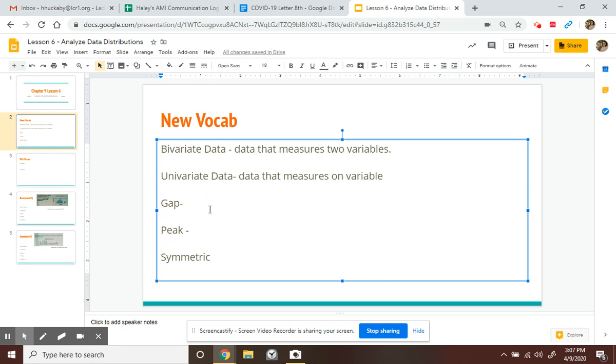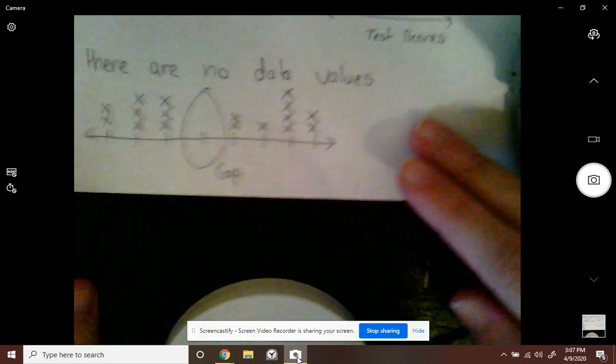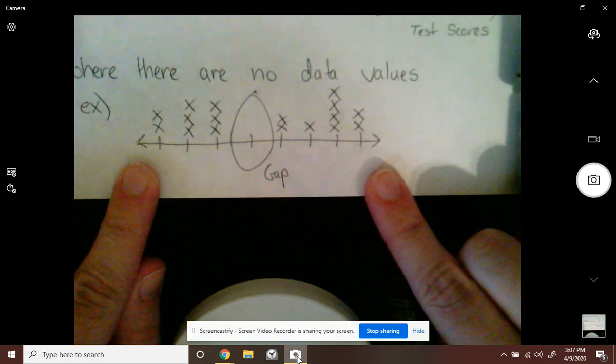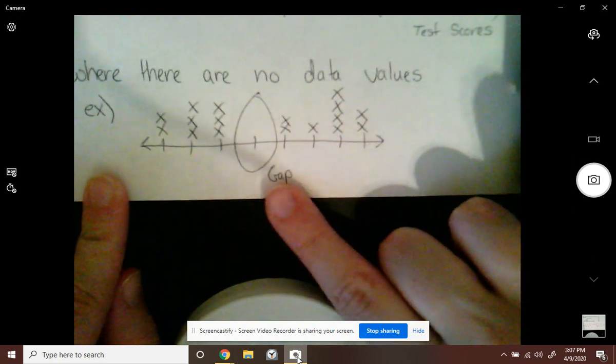Okay, a gap is just what it sounds. It is where there are no data values. There's a gap in the data. So if you look down at this one, this is a distribution. It's showing all the different values. Usually there's numbers here, but I was lazy. So there's a gap right here at this spot. That's the only spot that doesn't have any data.